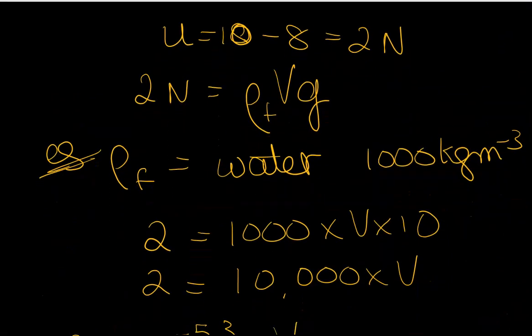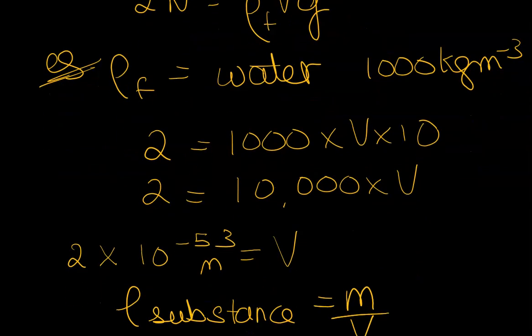Once I determine the upthrust, it is rho Vg. V is the volume of the object that is immersed in the fluid, and you have the density of the fluid. Let's just say, for example, it's water, so its density value is 1,000 kilograms per meter cubed. Then you can work out what V is. V works out to be around 2 by 10 to the minus 5 meter cubed.